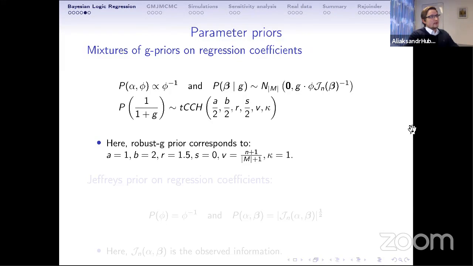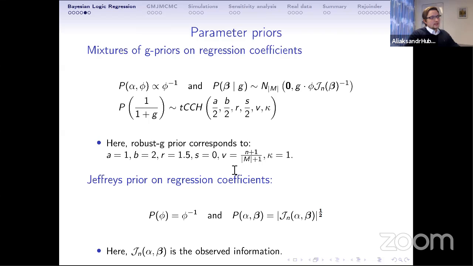And the first choice of the parameter priors is the recommended priors for generalized linear models, which are mixtures of g priors, where we consider an improper uniform prior for the dispersion and alpha, and a joint Gaussian prior for the beta coefficients, where we are introducing this g hyperparameter, for the transformed value of which we put a truncated compound hypergeometric hyperprior. And the particular choice of the parameters of this hyperprior leads to the robust g prior.